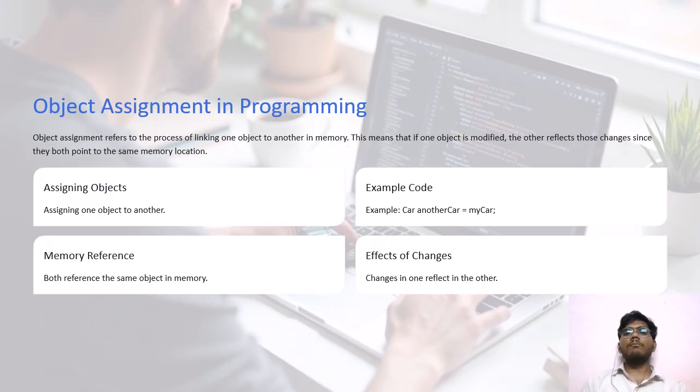So example code: my car, another car equal to my car. As we see, the car data which has been declared before in the previous slide is also sharing the data. So my car is sharing the data with another car. Memory references: both references are the same object in memory. Both variables now point to the same object in memory. So changes in one are reflected in the other, because both variables reference the same object; any changes made to the object through one variable will immediately be visible through the other variable.